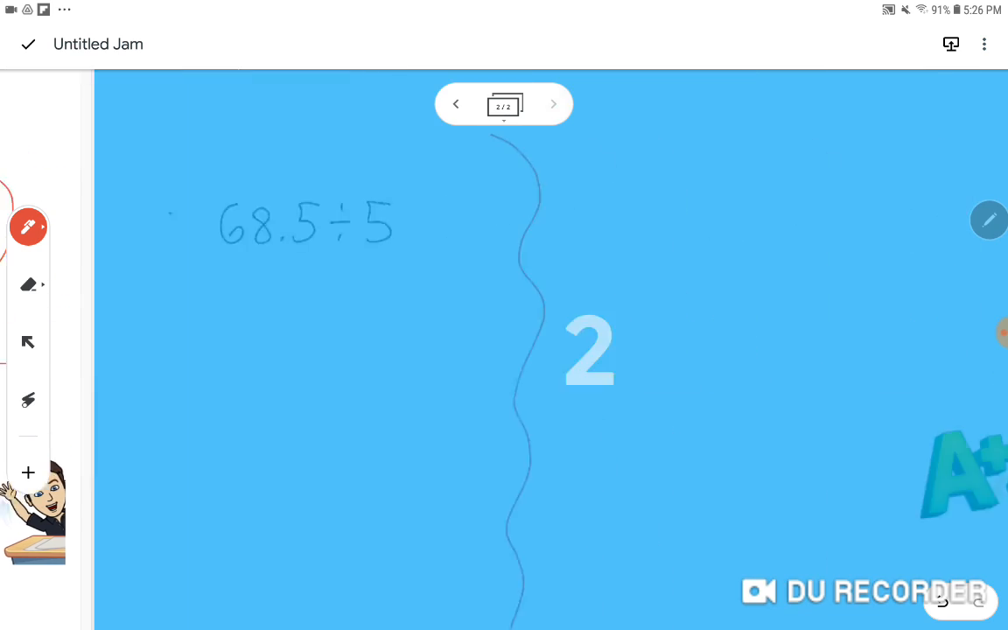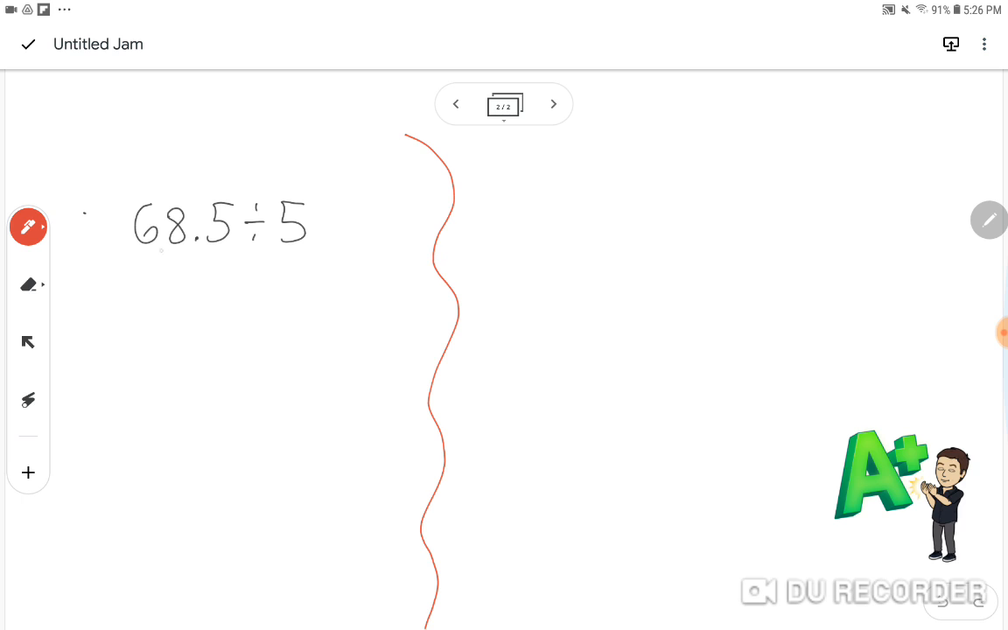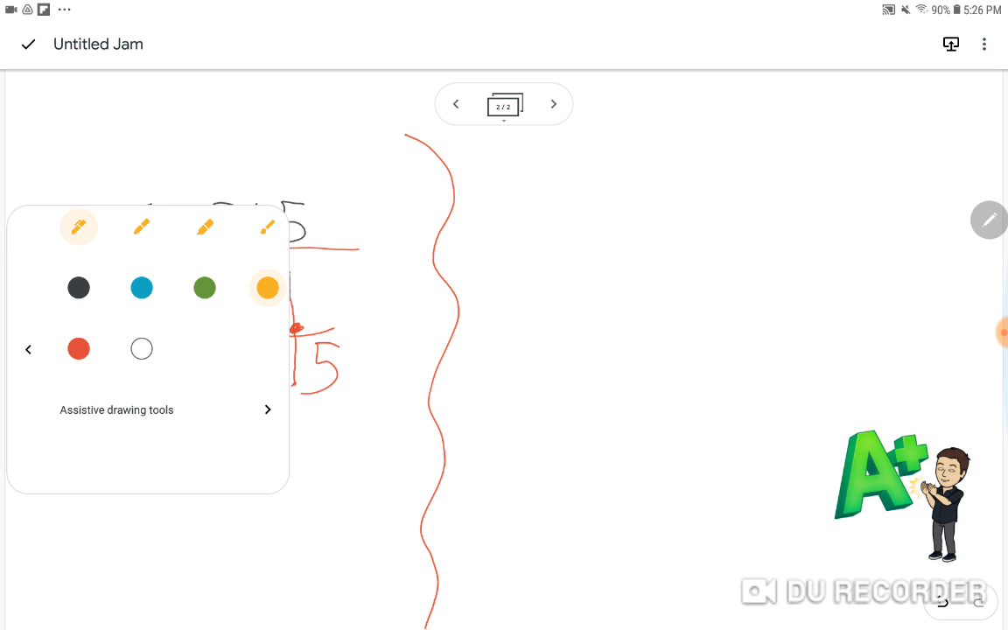All right, page 2. How about the rule for dividing decimals? Well, let's do long division. 68 and 5/10 divided by 5. Remember, when you divide decimals, it's pretty simple. You just put the decimal straight up like that. The decimal really goes right there. Okay? All right, let me switch colors back to yellow.